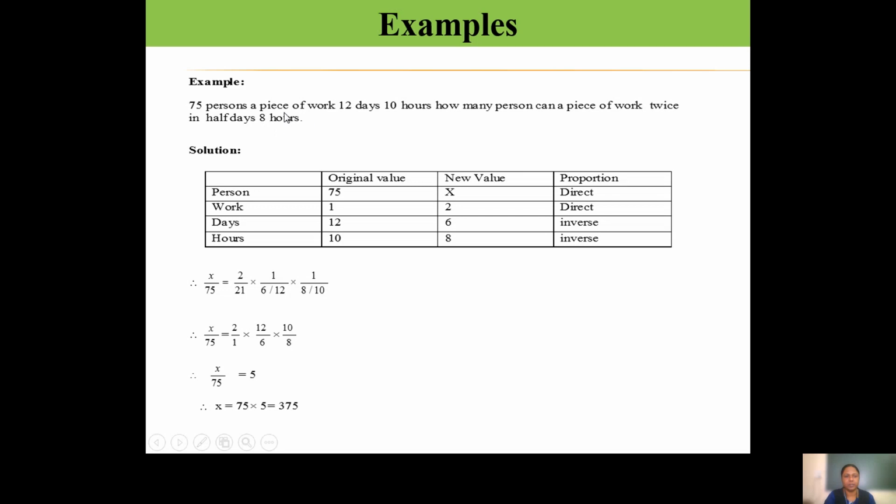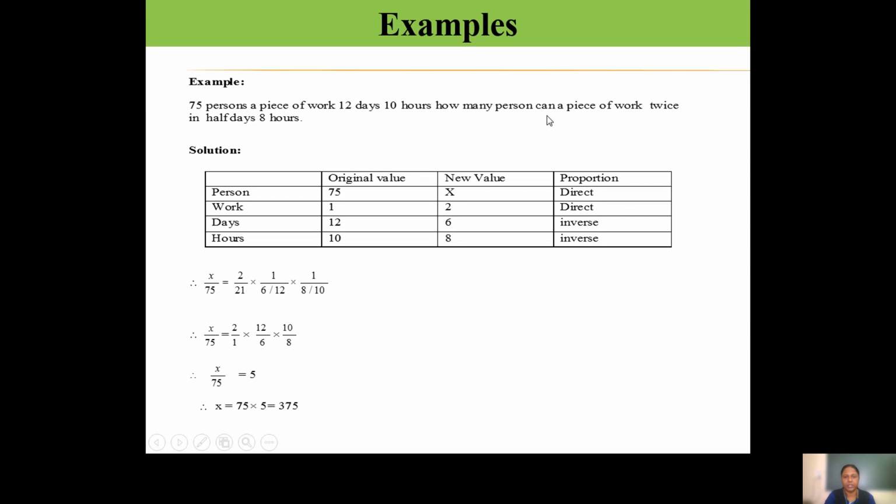Next: 75 persons do a piece of work in 12 days of 10 hours. Then how many persons can do twice the piece of work in 2.5 days, working 8 hours? This much information is given. Just like the previous example, we'll make a table. We'll write these quantities, persons, work, days and hours in tabular form. Whatever is given, we'll write here: 75 persons, one work they are doing, then 12 days and 10 hours.